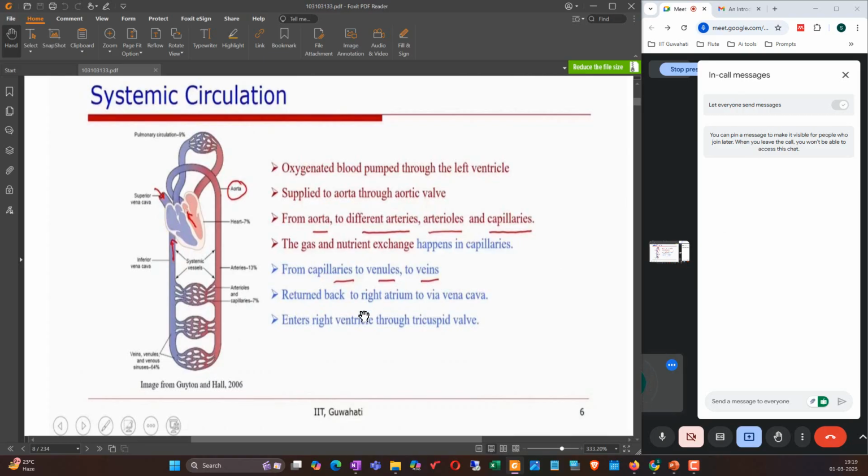So this valve can be the one. Two things I have told you in this slide that can be important. One is this: which valve is the transition point from the right atrium to the right ventricle? Which is the tricuspid valve. And these percentages, like for pulmonary circulation, 9% of the blood is there at a time, and then the heart 7%.